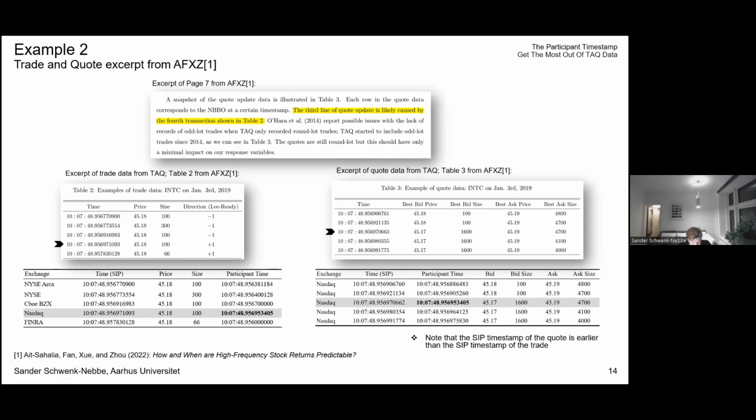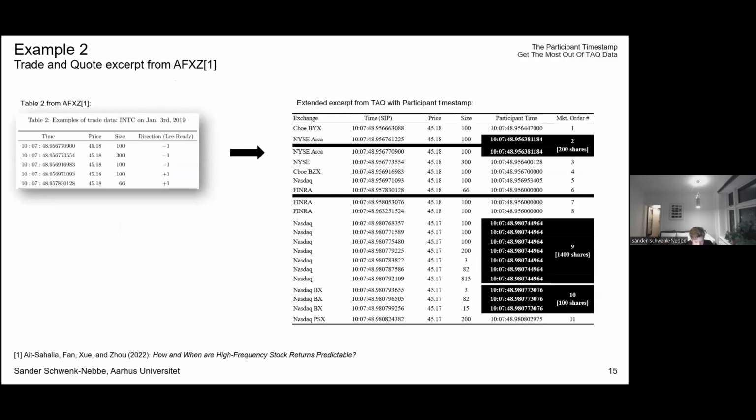But now to go a little further with this example, I extend the table with a few more trades that happened before and after. The old table is within the 2 big black lines. So using the participant timestamp, we can now see that the first trade in the original table was actually part of a larger marketable order of 200 shares that was executed in 2 parts. We also see, if we move a few transactions down, that there is a large marketable order of 1,400 shares executed in 7 parts, and another one of 100 shares executed in 3 parts.